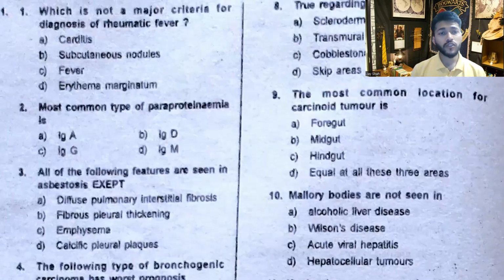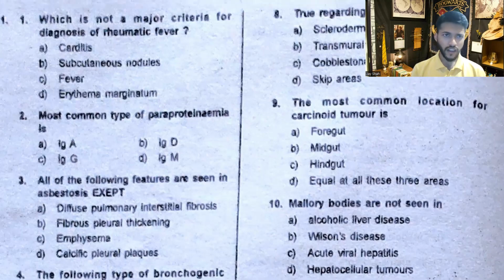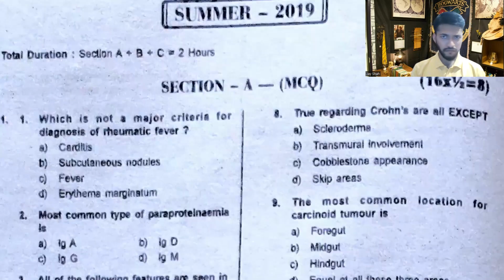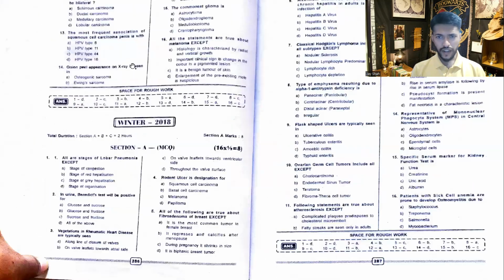Major criterion for diagnosis of rheumatic fever: pancarditis, yes; subcutaneous nodules, yes; erythema marginatum, yes. Fever is a minor criterion, it's not a major criterion. So AHA classification of rheumatic fever, do it once, it's a high yield thing. So summer 2019 is done again. Right, so now let's focus on winter 2018.